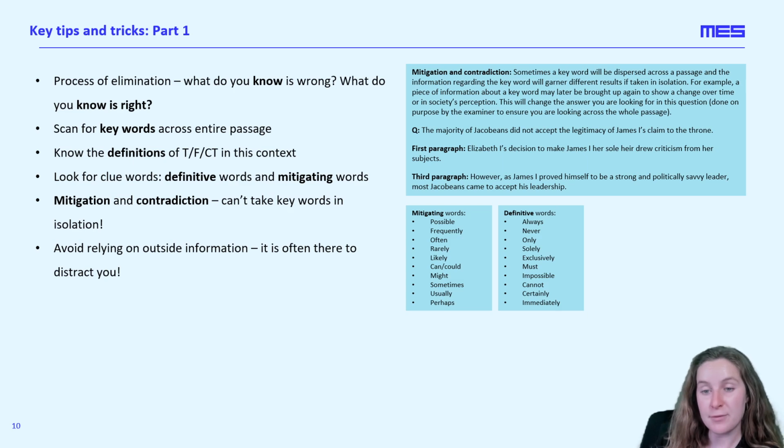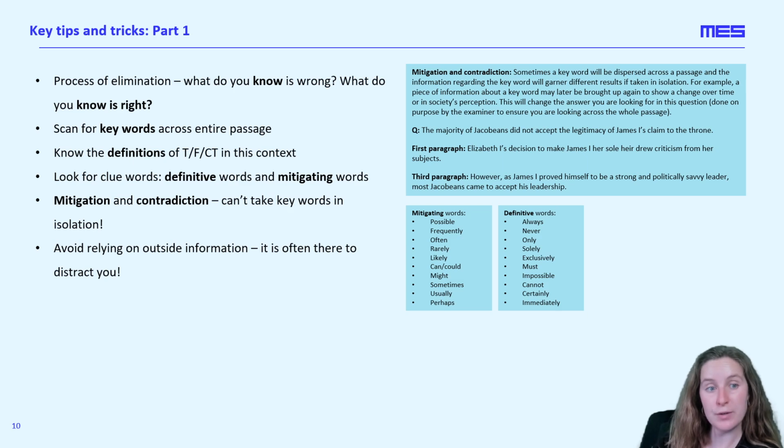So we can see that that information fundamentally changes which answer we would choose, because initially we would say that yes, the Jacobeans, so true, the Jacobeans did not accept the legitimacy of his claims. However, if we see in the 3rd paragraph, it suggests that actually that information is false and that they did eventually accept the legitimacy of his claims to the throne.